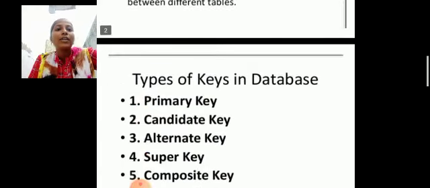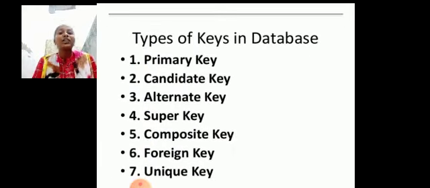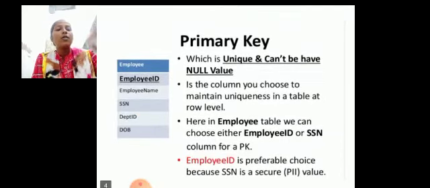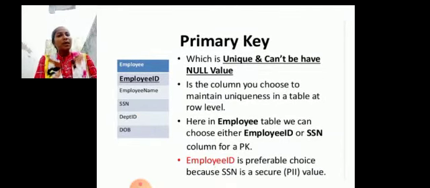So we are having the different types of keys in database. Those are primary key, candidate key, alternate key, super key, composite key, foreign key and unique key. So let us discuss the first key, that is primary key.